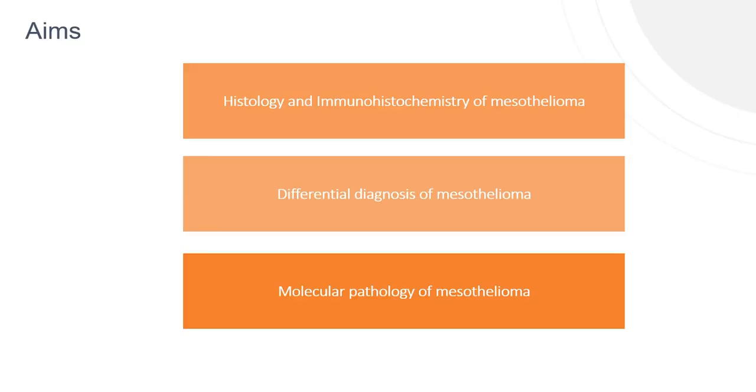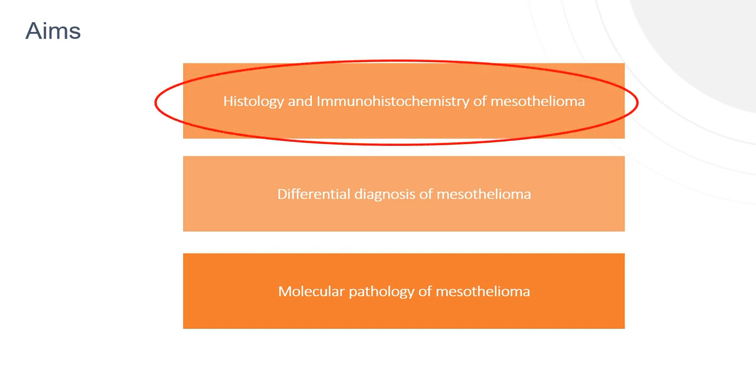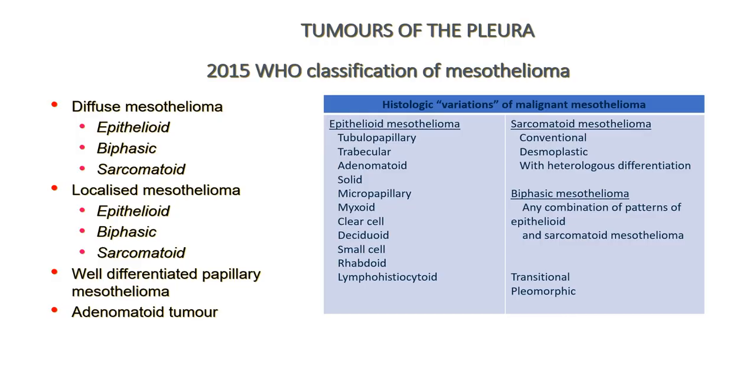I'm going to divide the talk into histology and immunohistochemistry, differential diagnosis, and molecular pathology, starting with histology and immunohistochemistry. In 2015, we already had the long-standing subtypes of epithelioid, biphasic, and sarcomatoid, dividing it morphologically into diffuse and localized, with two rarer variants, well-differentiated mesothelioma and adenomatoid tumor.